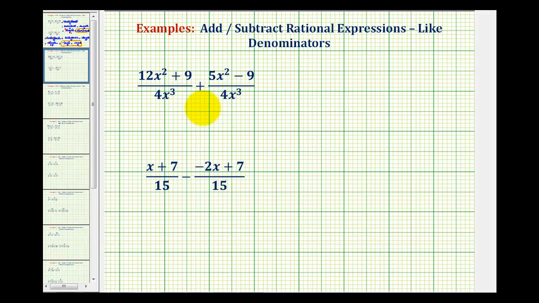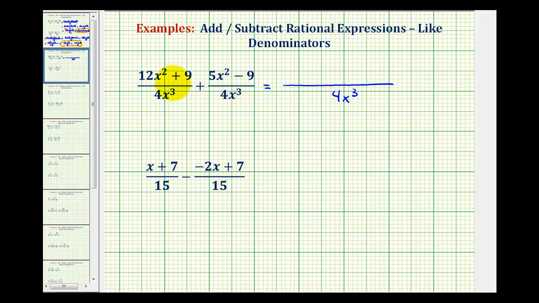Now we'll take a look at two more examples of adding rational expressions with like denominators. And since the denominators are the same, to add or subtract the rational expressions, we add or subtract the numerators and the denominator stays the same. So for our first example, since both denominators are 4x cubed, it will stay 4x cubed.